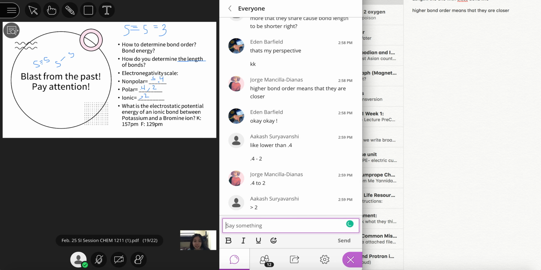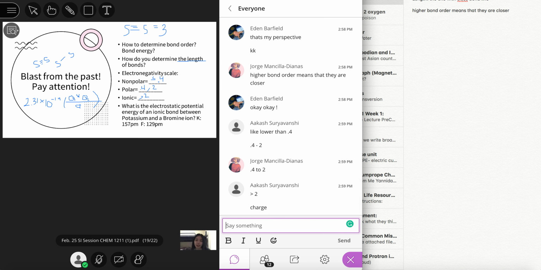So, electrostatic potential energy of an ionic bond between potassium and bromine. We're running out of time, so I'm going to give you the equation for this one: 2.31 times 10 to the negative 19 times Q1 times Q2. And by the way, what does Q stand for again? This is electrostatic potential, charge, exactly.